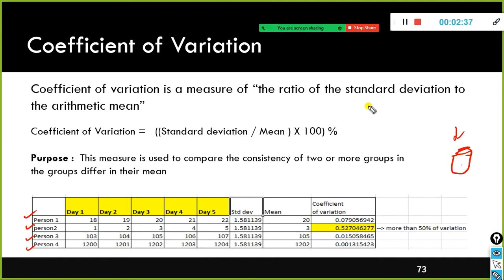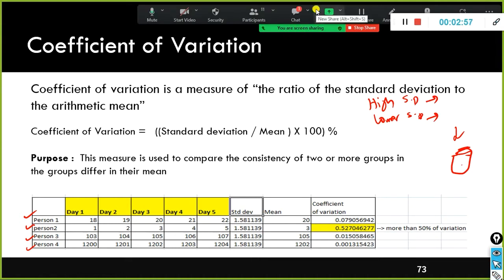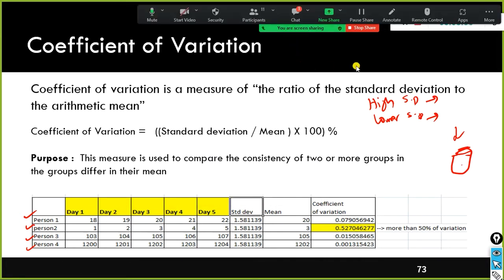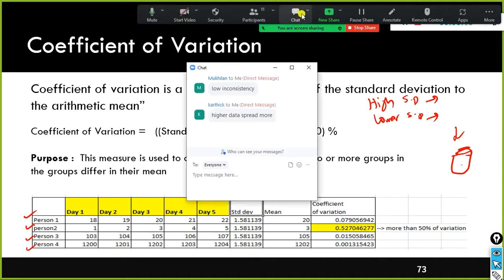Higher standard deviation represents what? Higher and lower standard deviation. See, if your standard deviation value is very high, what does it say? If your standard deviation is very low, what does it say? Let me see how many of you can answer this one. Higher standard deviation, lower standard deviation. Mukhilan, low inconsistency, right? Higher data spread, more. Okay, Karthik.